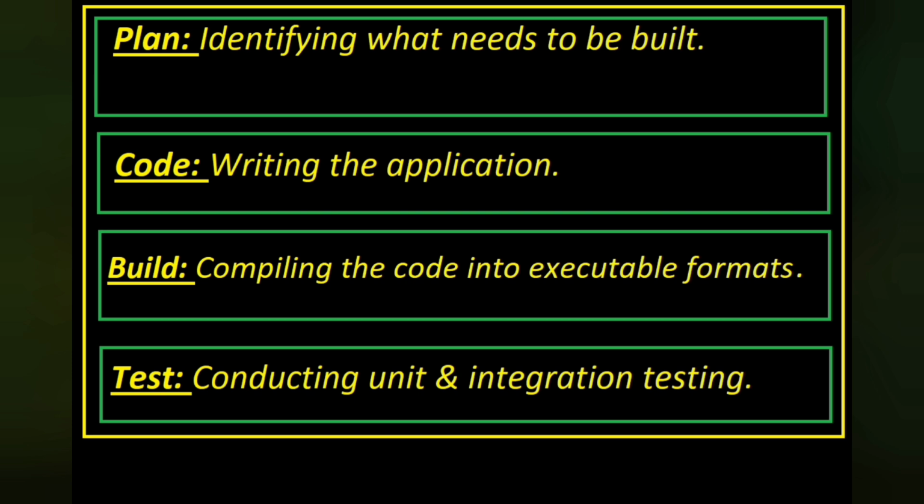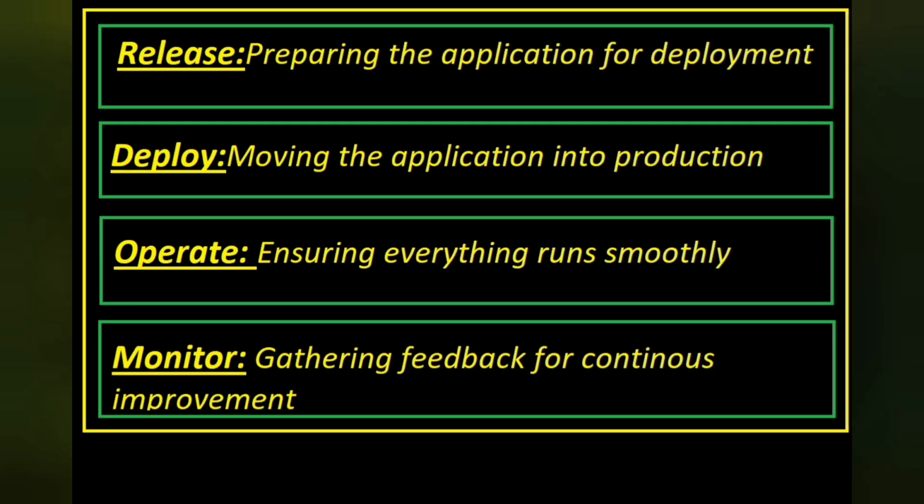Plan means identifying what needs to be built. Code means writing the application. Build means compiling the code into executable formats. Test means conducting unit and integration testing. Release means preparing the application for deployment. Deploy means moving the application into production. Operate means ensuring everything runs smoothly. And monitor means gathering feedback for continuous improvement.